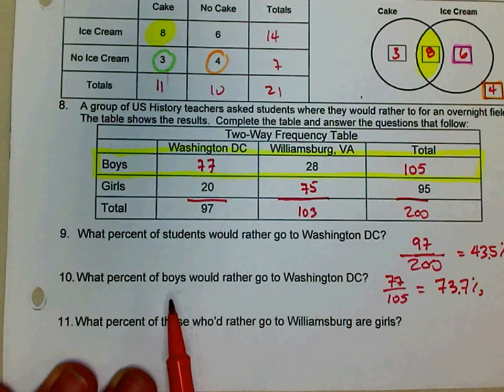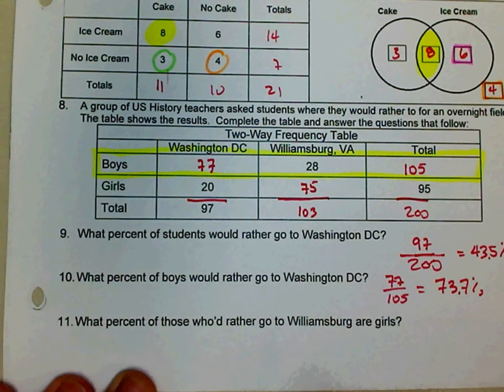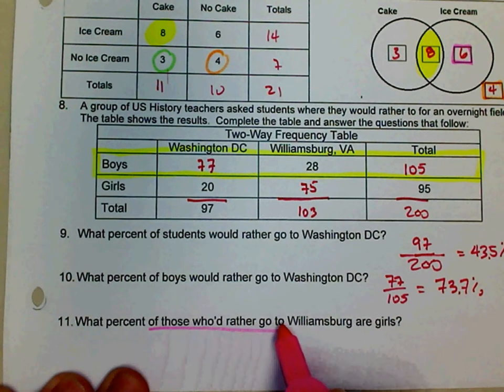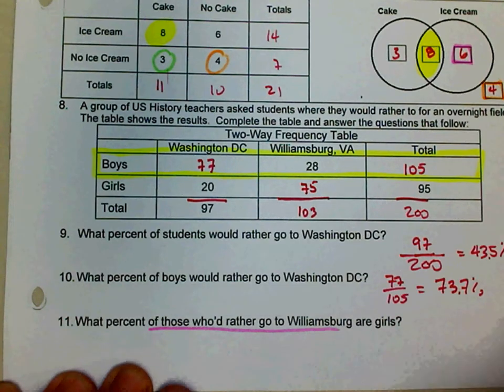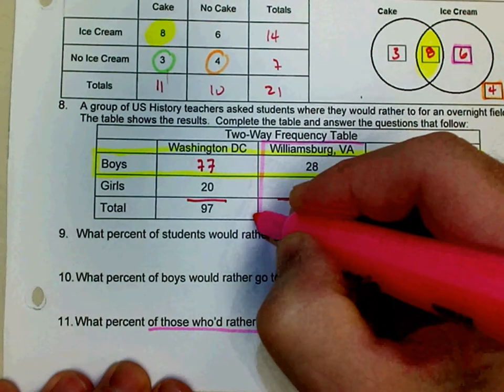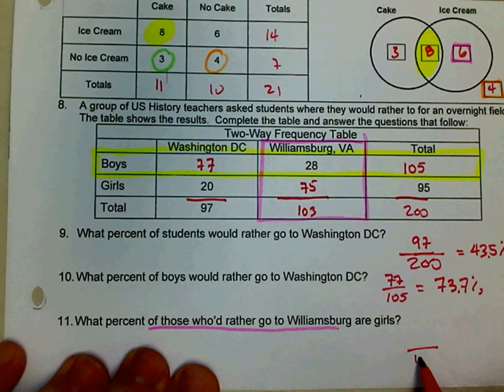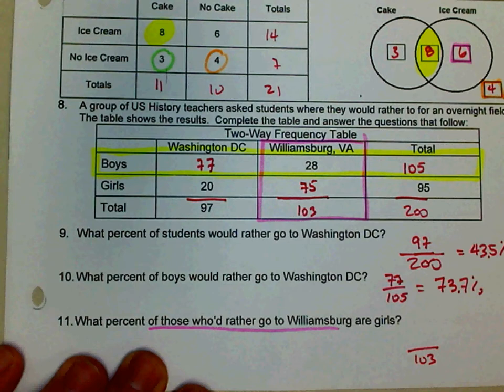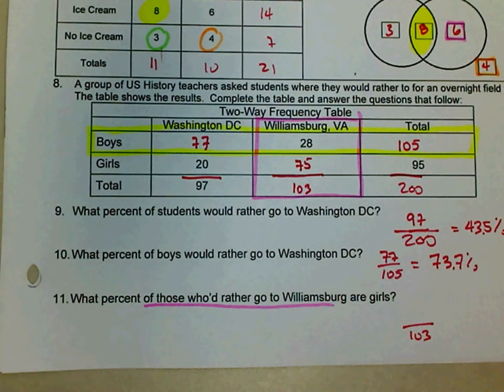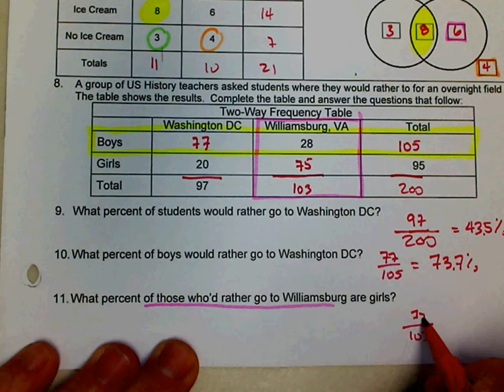What percentage of those who'd rather go to Williamsburg are girls? In this case, it's implying a conditional statement: of those who'd rather go to Williamsburg, meaning this group here. Of those who would rather go to Williamsburg, there are only 103 that were choosing that. What percent of those are girls? It would be 75 out of 103, or 78.9%.